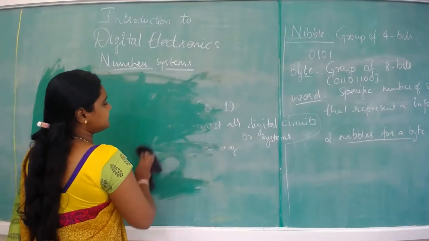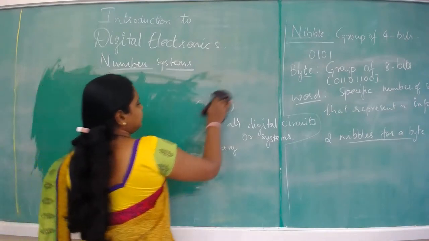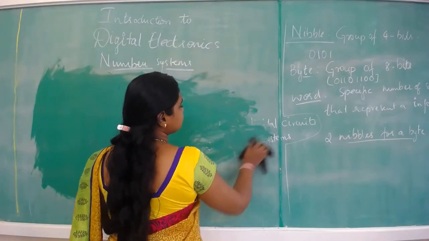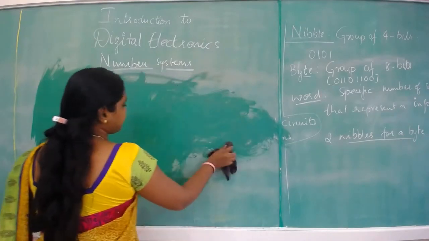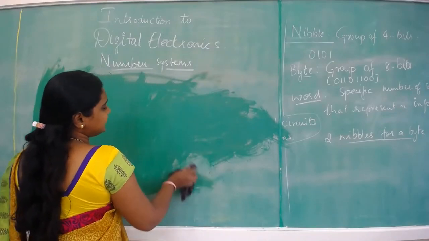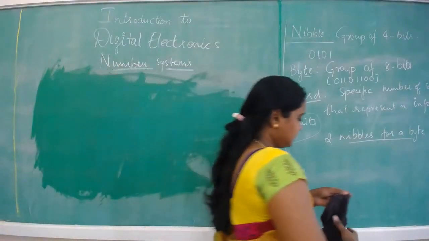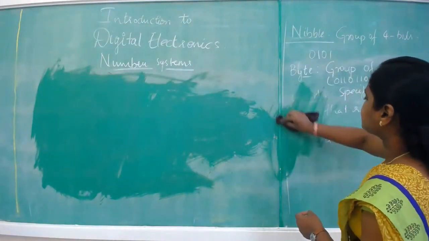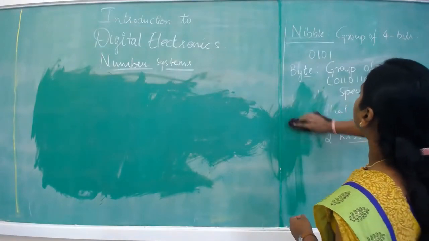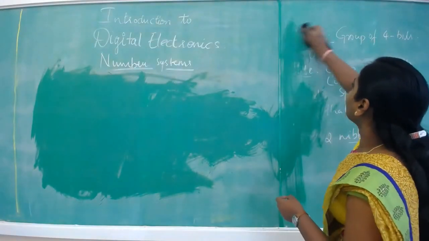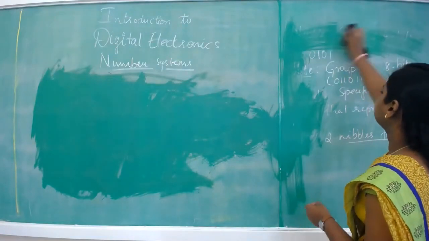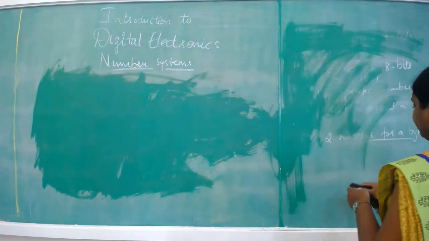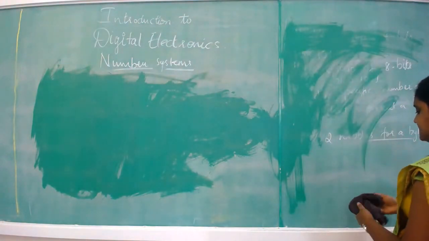Now we'll discuss the next type, that is the octal number system. Here we'll be just looking at the number system. It is not in detail for your syllabus. You have to focus on the three number systems, that is decimal, binary and hexadecimal. So I will just tell you the basics of octal and then we will move to the hexadecimal number system.